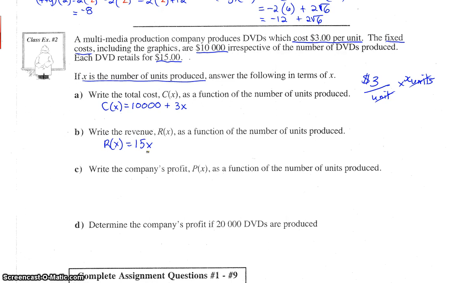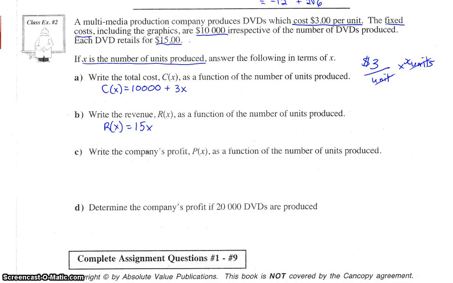Part C, write the company's profit, P of X, as a function of the number of units produced. Well, how do we make a profit? Okay, we basically take our revenue, how much money we make if we sell something, minus our cost, what it costs to produce it or manufacture it. Okay, or in other words, in function notation, P of X would equal revenue, which is R of X, minus our cost, which is C of X. Let's sub in our actual functions for R of X and C of X. So R of X was 15X minus C of X, which was 10,000 plus 3X.